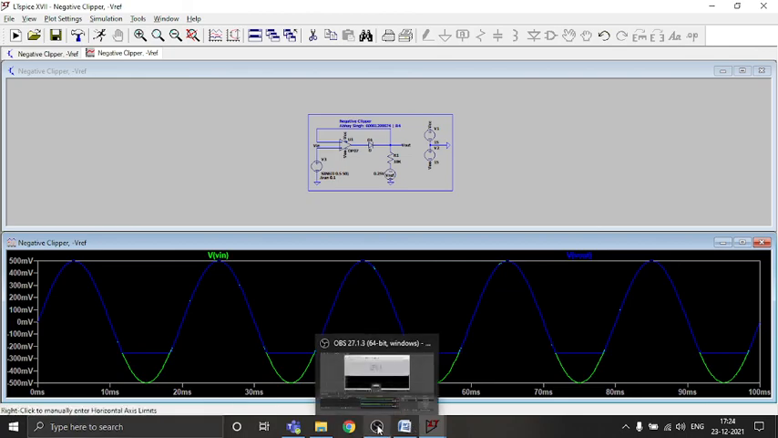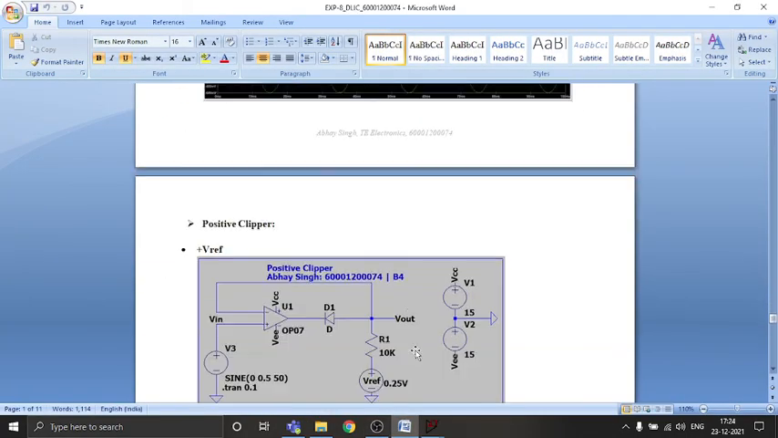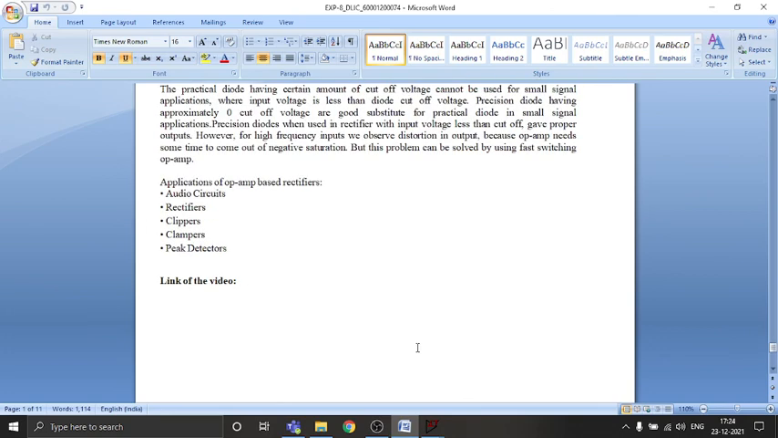And there are some applications of op-amp based rectifiers. I have mentioned them here.